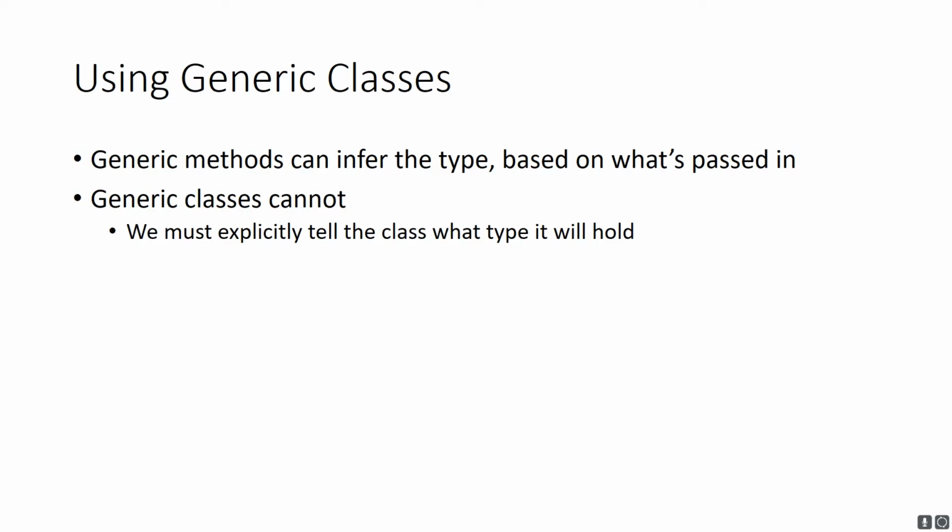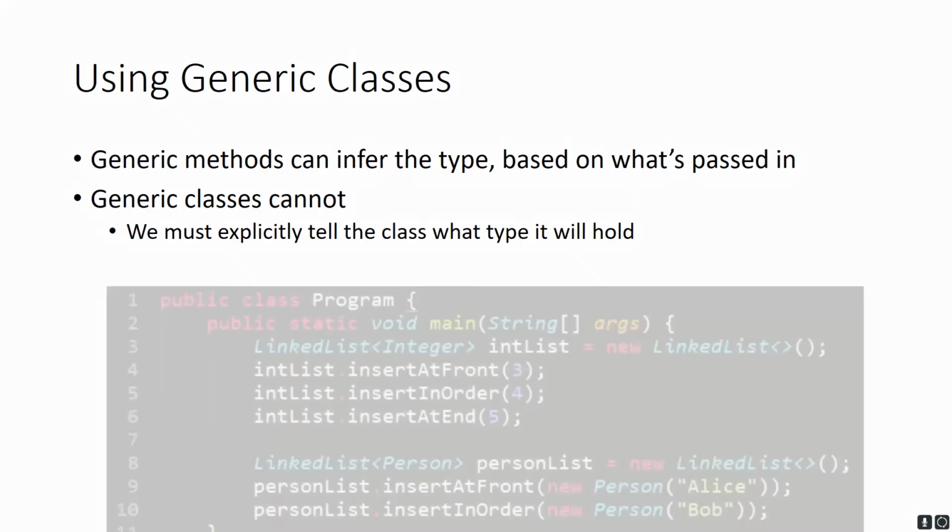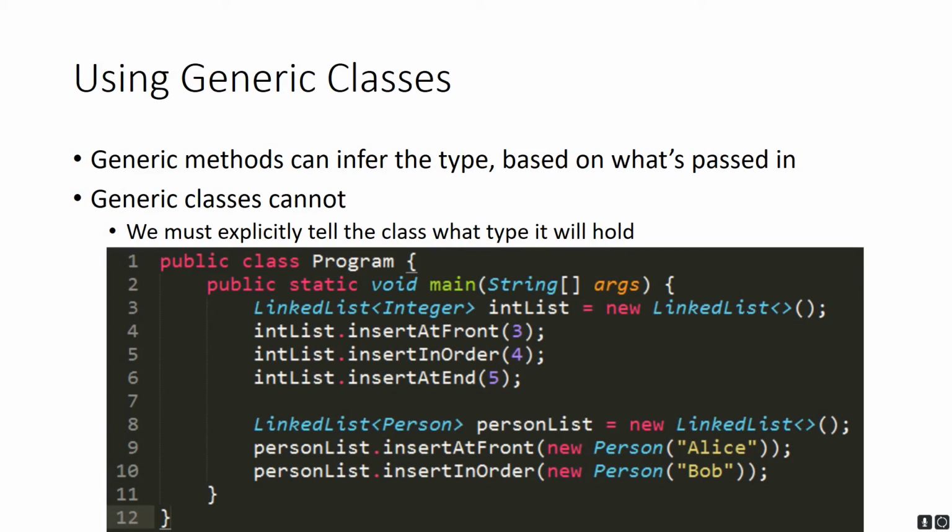So as we saw from that first example, where we wanted to print out the items in an array, we saw that we didn't have to tell that method what type we were passing in. It was able to figure it out. It could understand based on what we were giving to it. Generic classes can't do this. We always need to explicitly tell the class which type it will hold. So we can see here, when I create a linked list of integers, I need to tell it that it is a linked list of integers because it has no other information. If this part weren't included, the integer part, there will be nothing here to say that this list holds integers. Similarly, we have to write person here to tell it that it holds people.